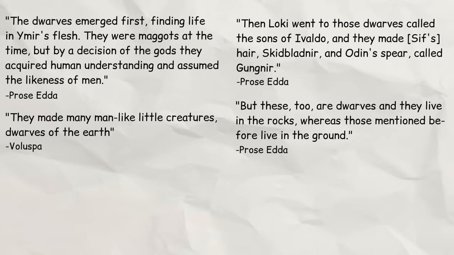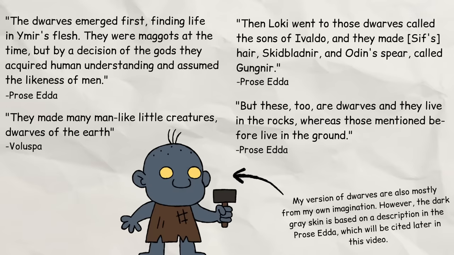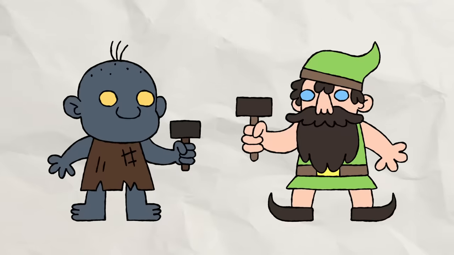Dwarves, on the other hand, show up quite a bit in Norse mythology, and they have a number of recurring traits. Generally, they are seen as short humanoid creatures who were born out of Ymir's corpse. They live underground or inside stones, and many are known to be skilled craftsmen who created some of the gods' most prized possessions. This conception of a dwarf is not at all far off from the modern fantasy dwarf, but this is not the only form they appear in.